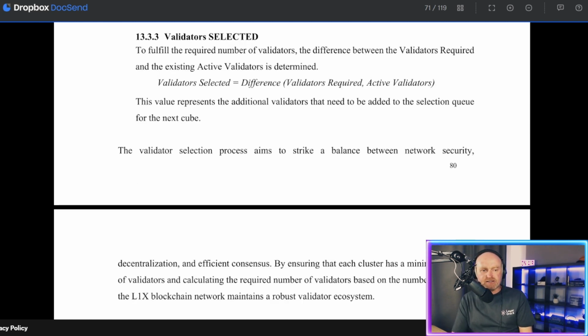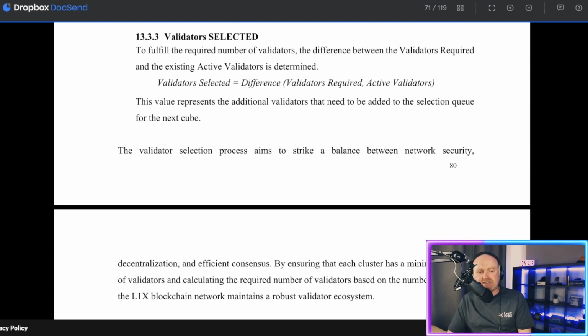13.3.3 Validators selected. To fulfill the required number of validators, the difference between the validators required and the existing active validators is determined. Validators selected equals the difference, which is the validators required minus active validators. The value represents the additional validators that need to be added to the selection queue for the next cube.